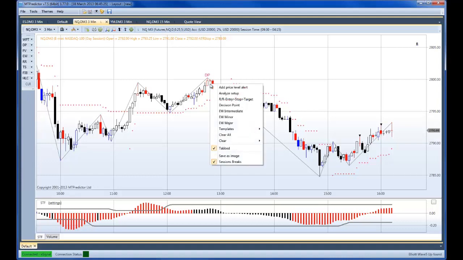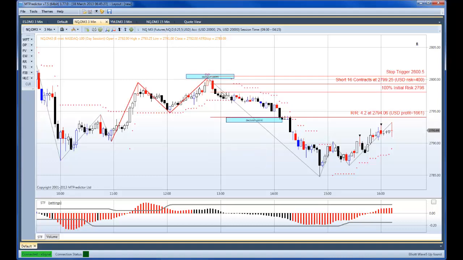So I'll just hover over this bar, right mouse click, do analyze setup. You can see that the trade details are given to us here, including the number of contracts to trade, which keeps our initial risk small under control. Remember, in these examples we're trading 2% of a sample $20,000 account. It also gives you the projected profit target and the profit of that target.